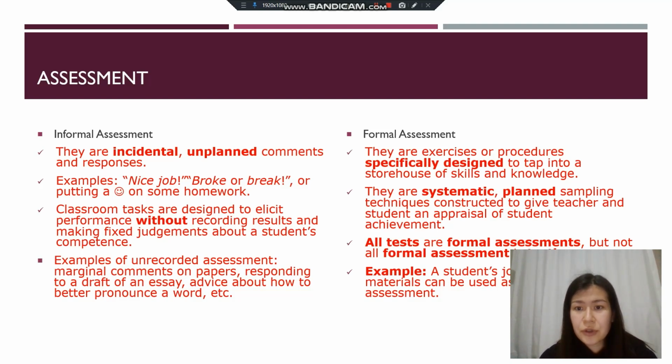And on the other hand, formal assessments are exercises or procedures specifically designed to tap into a storehouse of skills and knowledge. They are systematic, planned sampling techniques constructed to give teacher and student an appraisal of student achievement. All tests are formal assessments, but not all formal assessment is testing. For example, a student's journal or portfolio of materials can be used as a formal assessment.